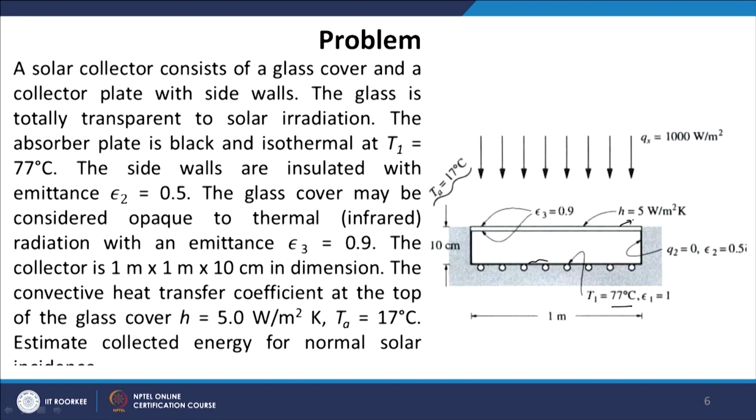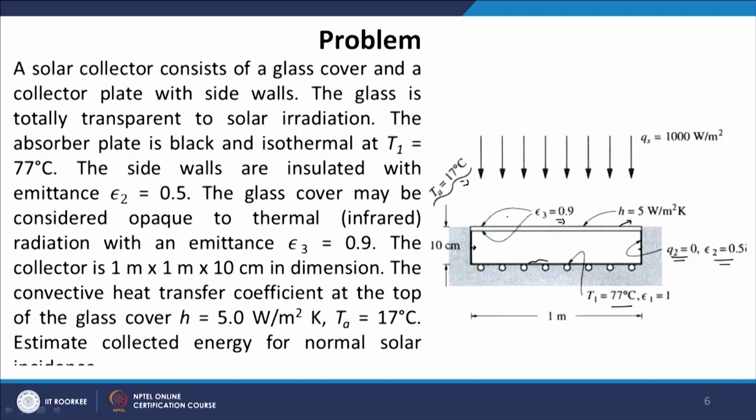The solar radiation is falling vertically with an intensity of 1000 watt per meter square. The atmospheric temperature is given as 70 degrees C. There are 2 side plates on the collector, which are insulated and have an emittance value of 0.5. The reflectance of the glass plate is given as 0.9. The dimension of the collector is 1 meter by 1 meter, and 10 centimeter is the height of the side plates. In addition to radiative heat transfer, we also have convective heat transfer in this problem.